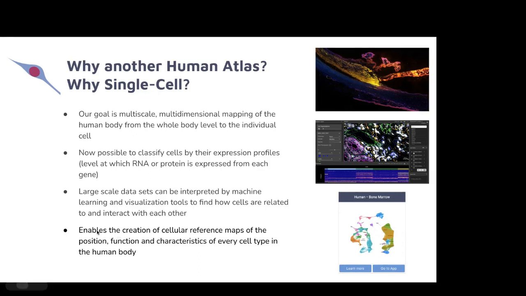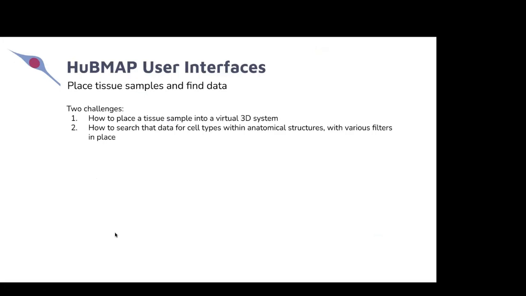Again, this project enables the creation of cellular reference maps of the position, functioning, and characteristics of every cell type in the human body. The challenge that we face as a team is how to know the exact positioning of the tissue in the human body. It's very easy to see when we dissect the body, but it's very difficult to virtually map every cell or every organ or every tissue unit that is there in the body.